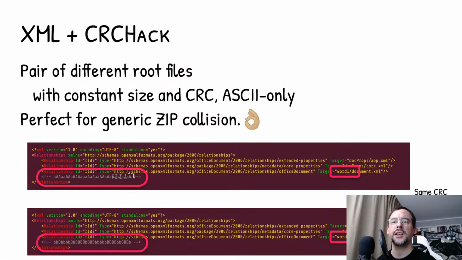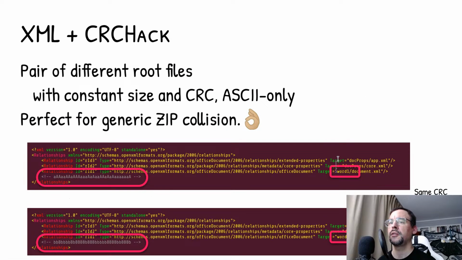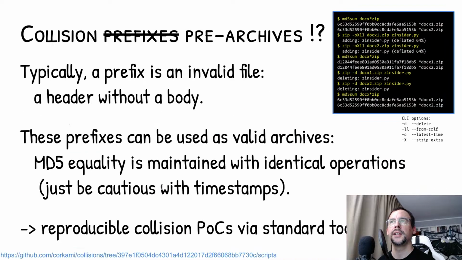So basically, for arbitrary content, you say, this is exactly what I did. I added A for one file and B for the other file. I changed word 1 and word 2, and then I asked CRC hack to make those two files have the CRC of Coffee Babe, just by changing the case, lowercase and uppercase, of this string here. So the constant CRC problem is solved.